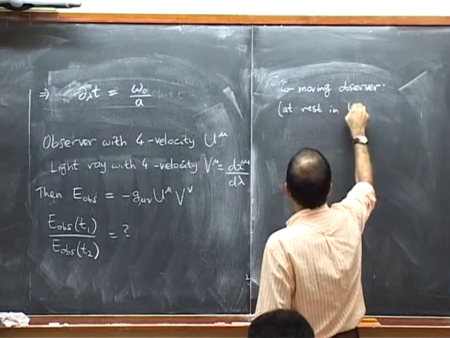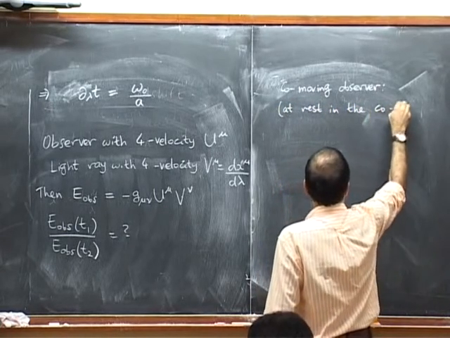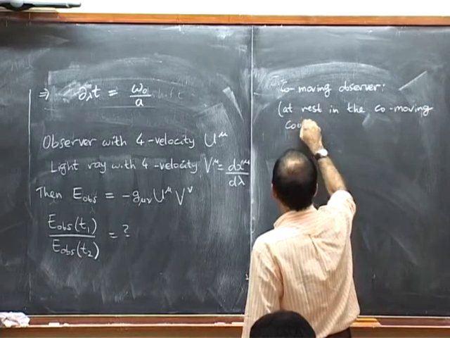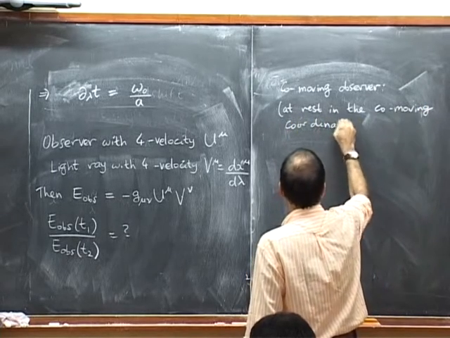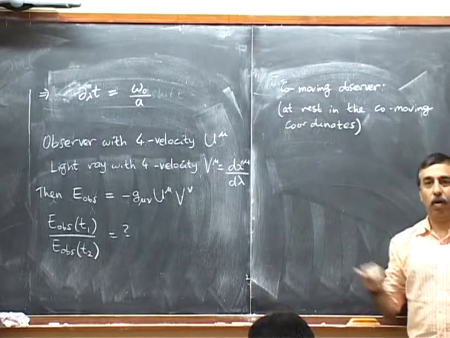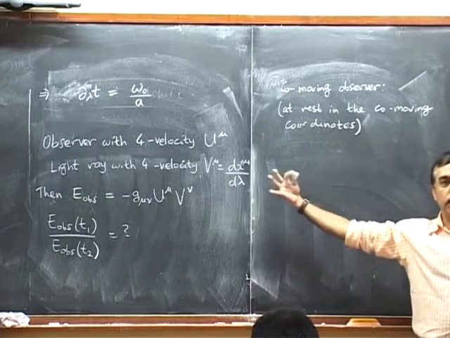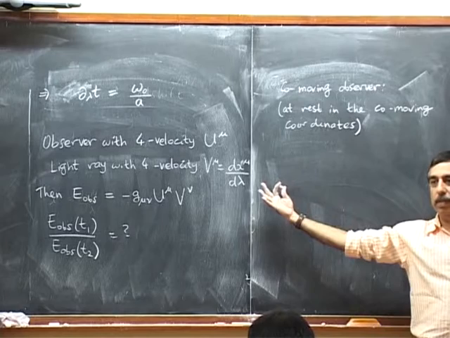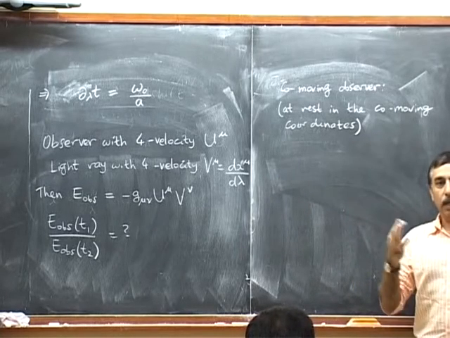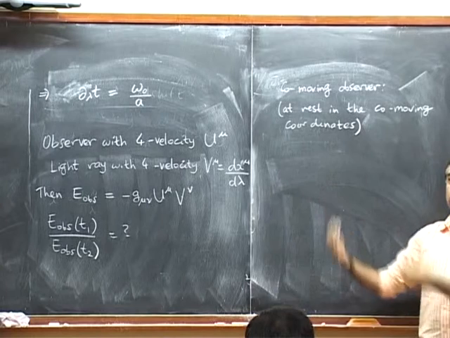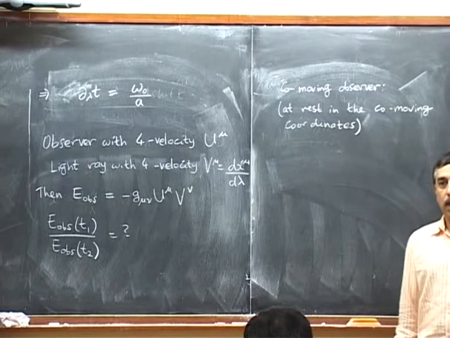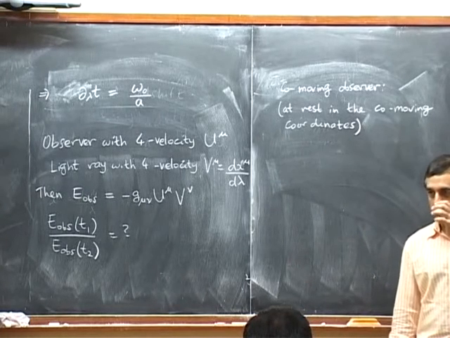Notice that this person will not be at rest in any other coordinates, and so it's a very special type of observer. But it's also a natural observer, because in some sense we all, sitting inside the universe which is expanding, are co-moving observers, because whatever planet or star or galaxy we are on or in is moving along with the co-moving coordinates. So we are also doing the same. When would we not be a co-moving observer?